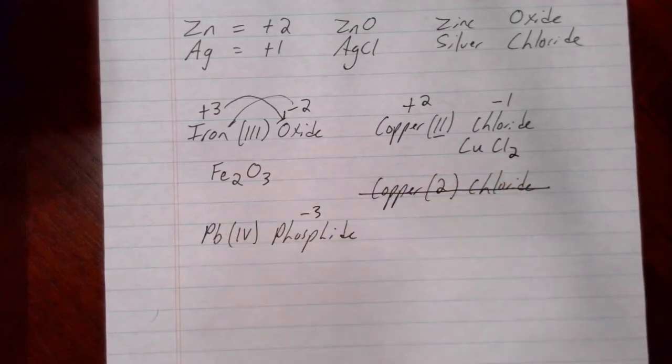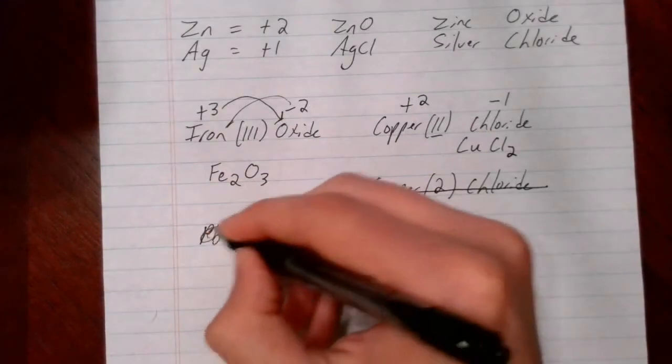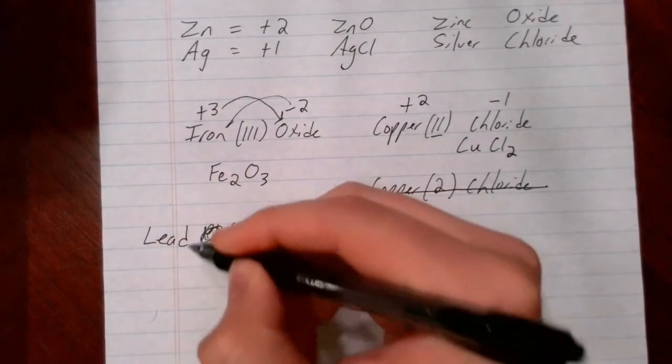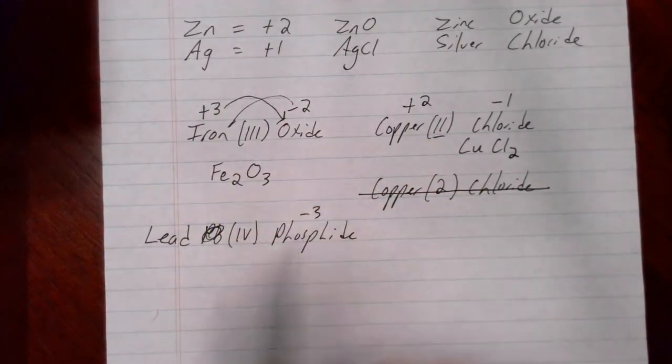I went ahead and abbreviated lead there. I should have written out lead. So don't do like I did. It's incorrect if you mix symbols and words there. So you should write that out as lead 4 phosphide.